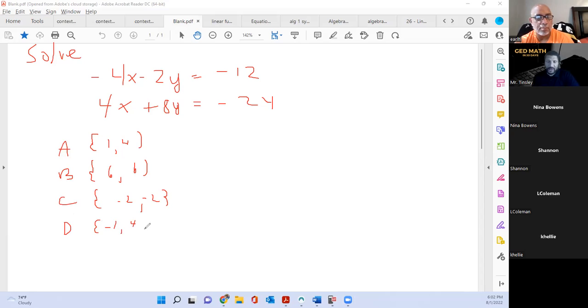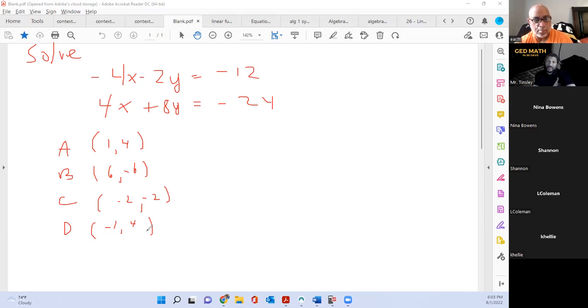The reason why they're not brackets is that if they were parentheses, you would think of it as an ordered pair, an X and a Y. So matter of fact, I'll put them as parentheses so that it makes it easy to understand. A is 1 and 4, B is 6 and minus 6, C is minus 2 and minus 2, and D is minus 1 and 4.